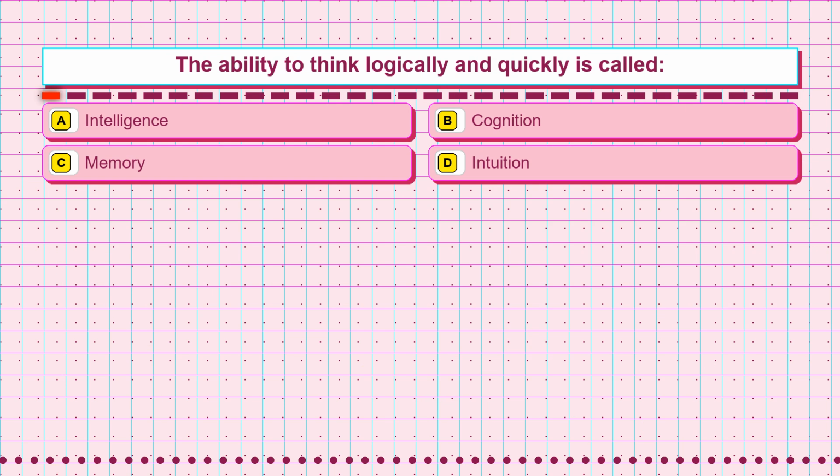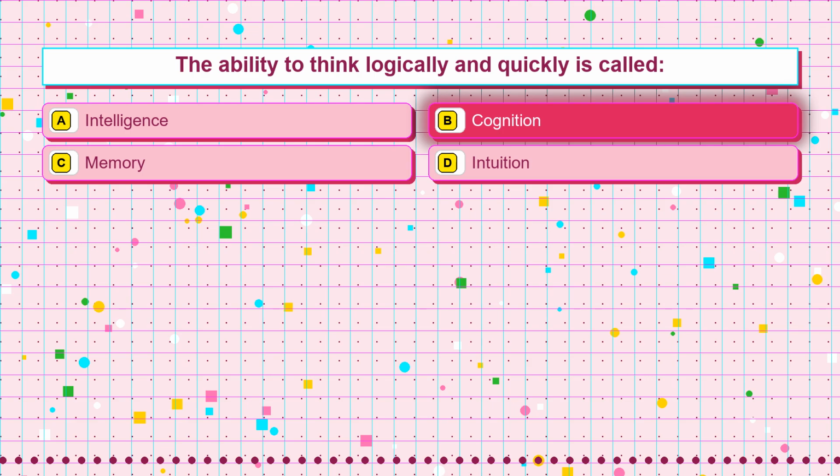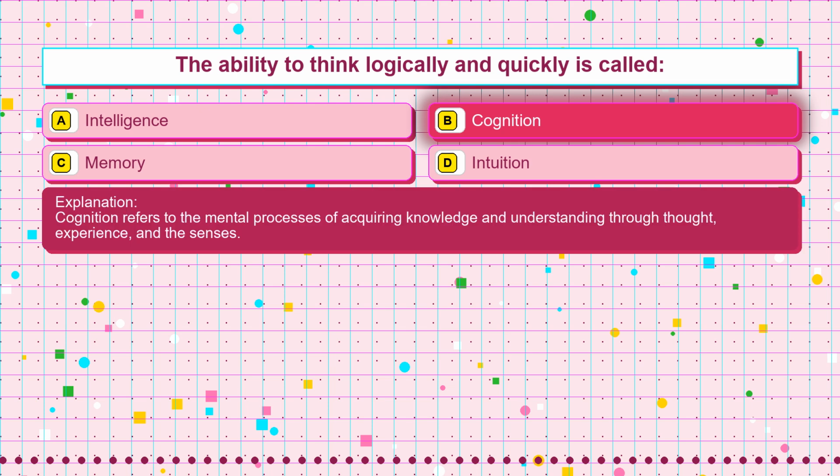Question 21. The ability to think logically and quickly is called option A, intelligence. Option B, cognition. Option C, memory. Option D, intuition. The correct answer is option B, cognition. Cognition refers to the mental processes of acquiring knowledge and understanding through thought, experience, and the senses.